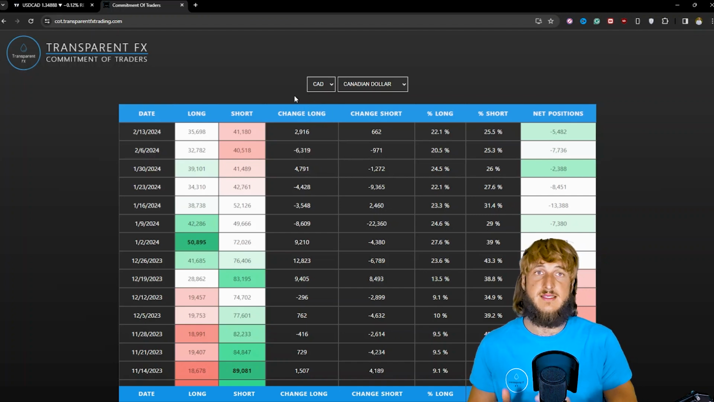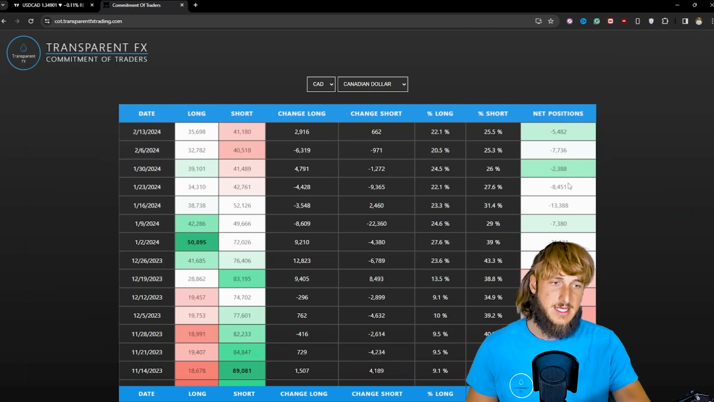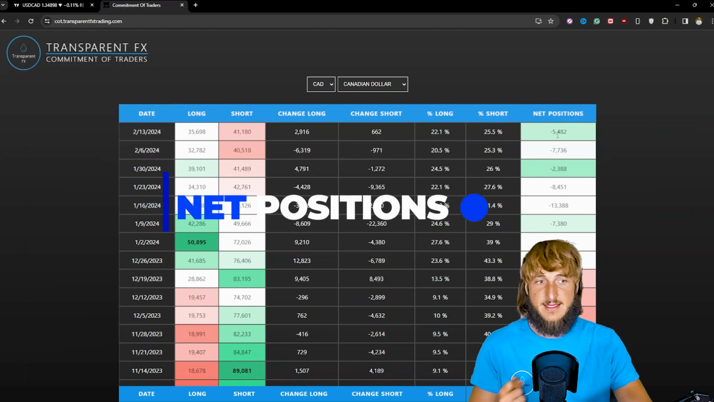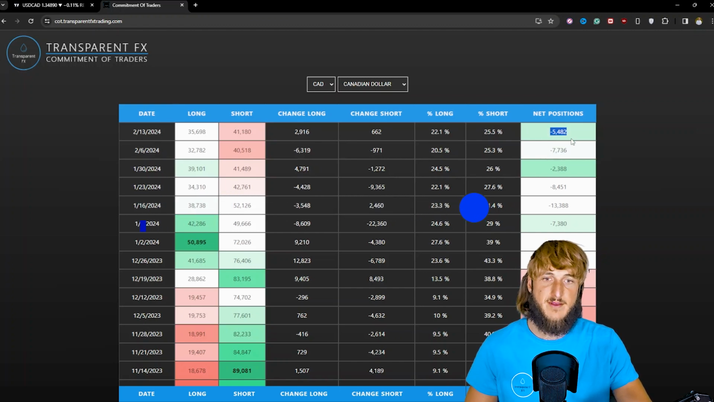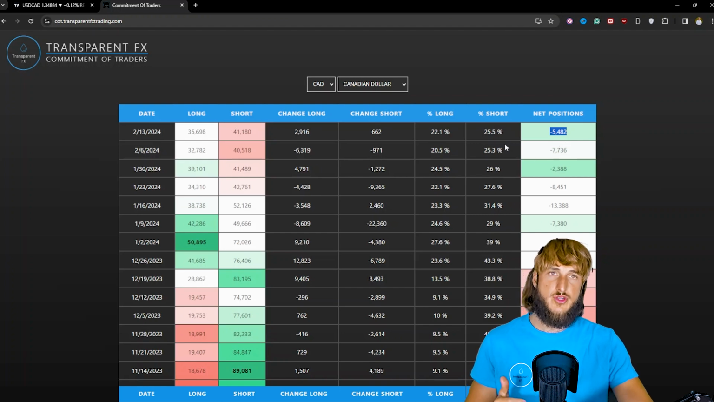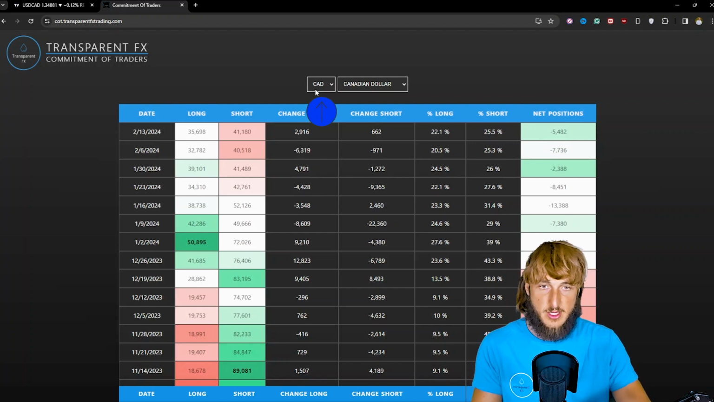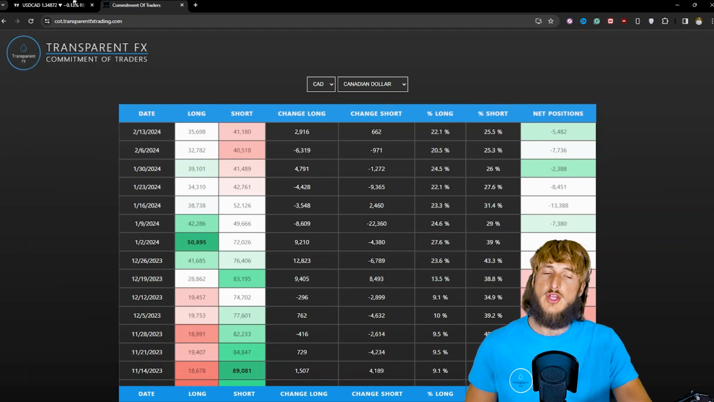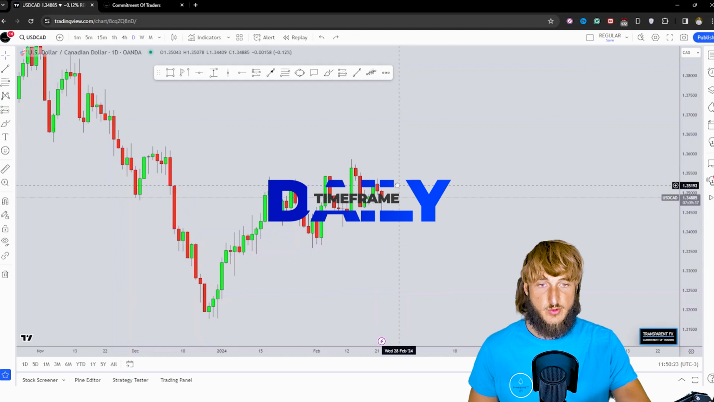But since we're analyzing USD CAD, we simply have to reverse everything. And what we can notice here is that with the last reports on the CAD, we have seen a slight increase of the net positioning going from minus 7.7K to minus 5.4K. So this shows how institutions are slightly moving back to the bullish side for the CAD, meaning to the bearish side for USD CAD. So we have to be extra cautious in a situation like this.